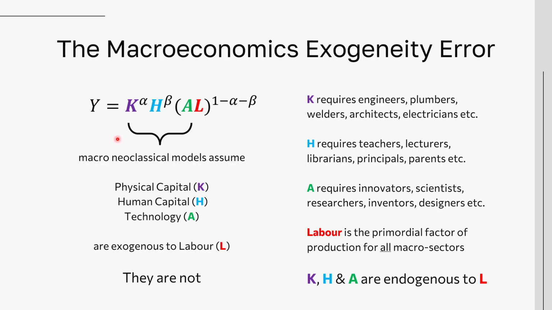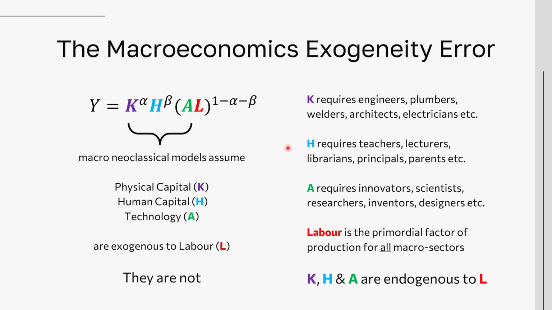So output is a function of physical capital, human capital, technology, labor, and our various output elasticities. Most macro neoclassical models assume that physical capital, human capital, and technology are exogenous to labor, and in reality, they are not. Physical capital requires labor hours allocated to the production of physical capital, so engineers, plumbers, welders, and the like here.